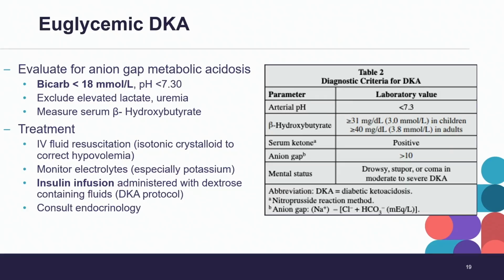Anyone with a bicarb of less than 18, you should suspect has a severe acidosis. They will have an anion gap metabolic acidosis if it is euglycemic DKA. My brain always goes right to the lactate. I'm an intensivist, and you'll see a normal lactate and probably normal renal function. That's kind of how this typically appears, and that's where you're going to think to measure your serum ketones. If those are positive, you basically have your diagnosis.